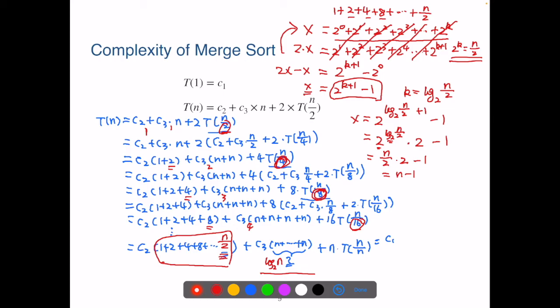So now we know in the final term we have (n minus 1) times C2 plus log2 n times n times C3 plus C1. And now we know the highest order term would be n times log2 n. So the complexity of merge sort is in Theta(n log n).